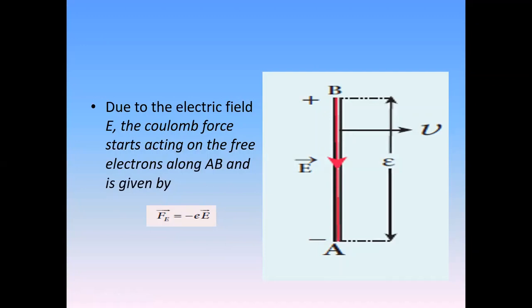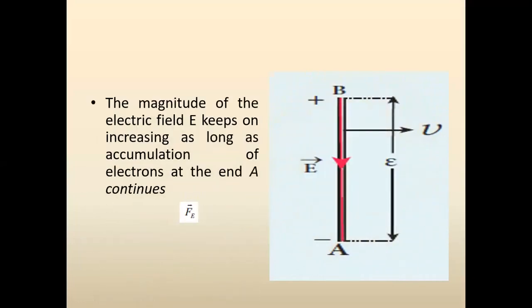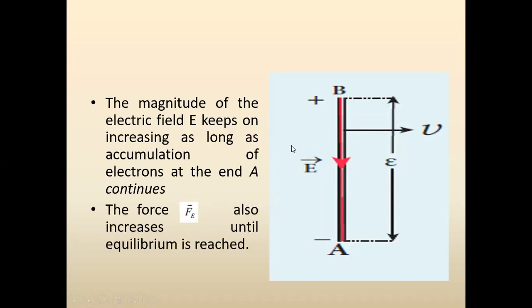So we have learned the Lorentz force as well as the Coulomb force. When the charge is moving in the magnetic field, it produces a Lorentz force. When the charge moves inside the rod, it produces an electric field. The magnitude of the electric field keeps on increasing as long as the accumulation of electrons at the end A continues, that is, as long as the electrons are moving from B to A. So this increases the electric field until equilibrium is reached.